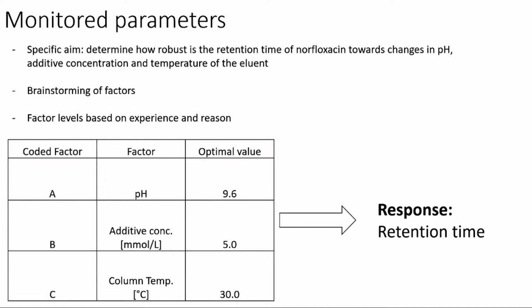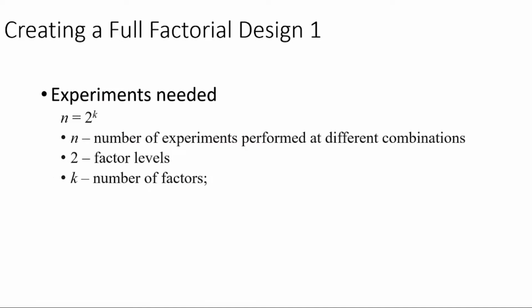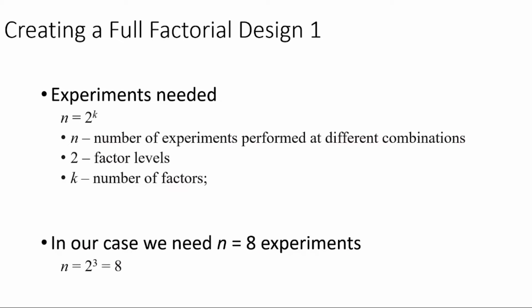But now, with this knowledge, we can go and start to look at the designs that we are going to use. In our case, we are using a normal full factorial design. This design is based on the following formula: n equals 2 to the power of k, where n is representative for the performed experiments that we're going to need. 2 represents the factor levels. In our case, this design only uses 2 levels, plus and minus, and k is the number of factors. That means, for our example, we need in total 8 experiments, because we have 3 factors and 2 factor levels.